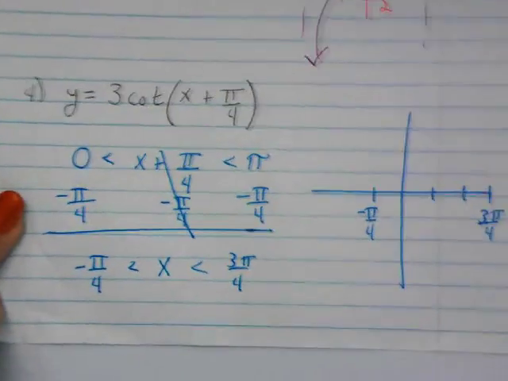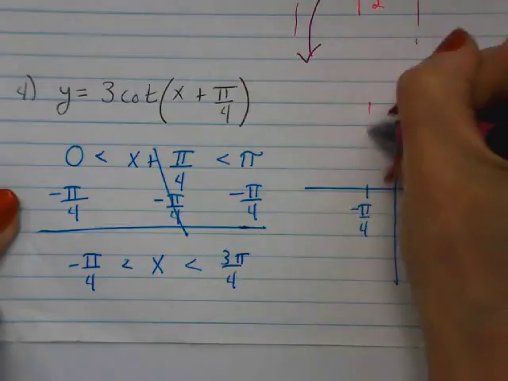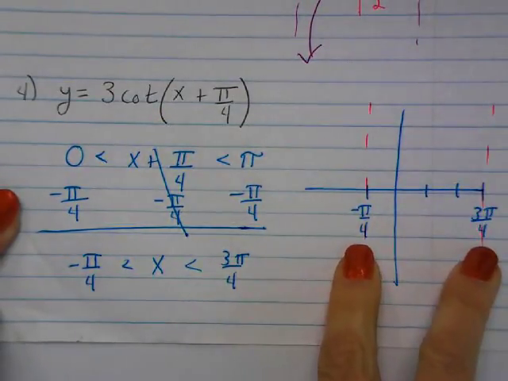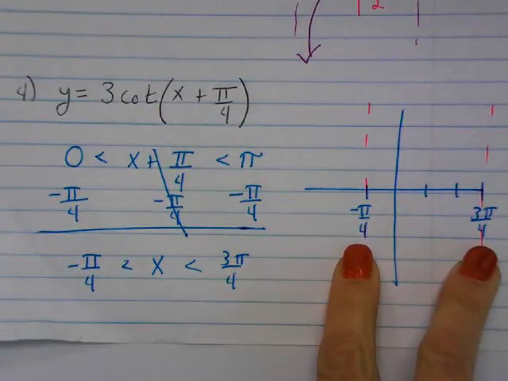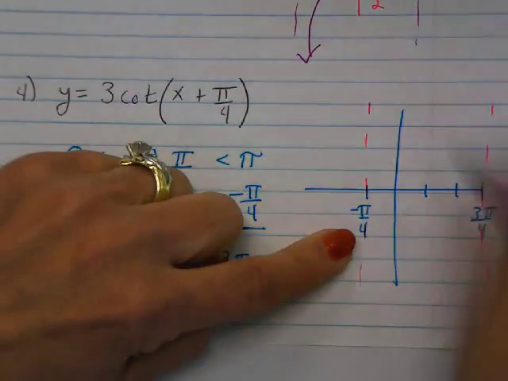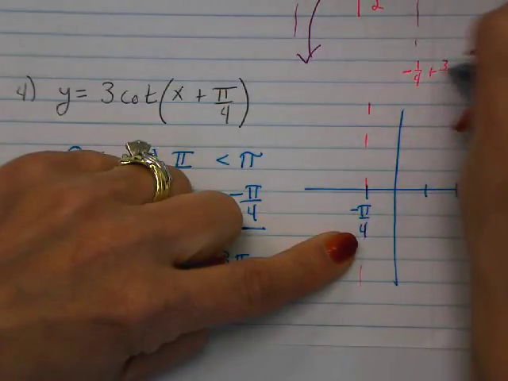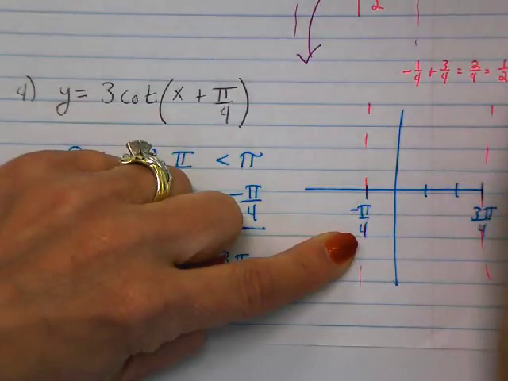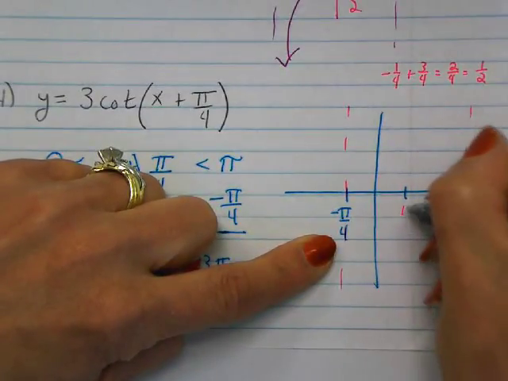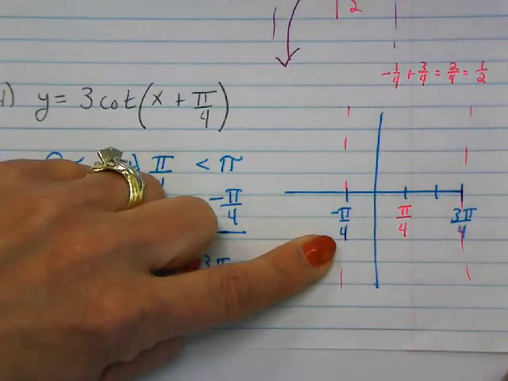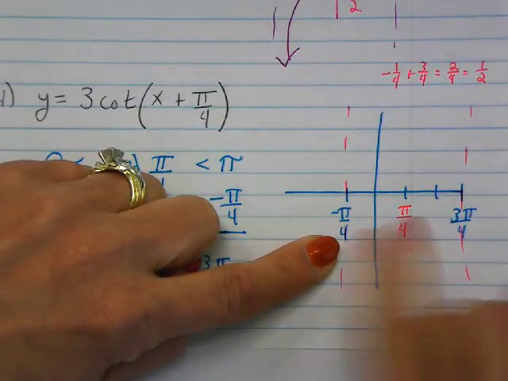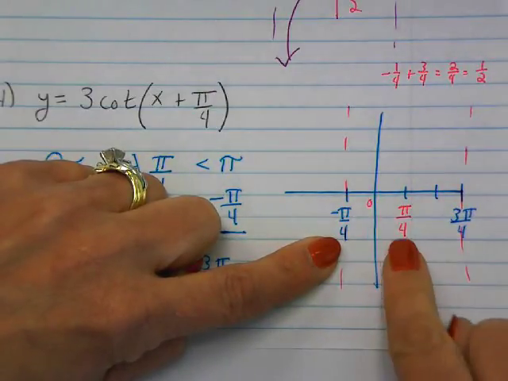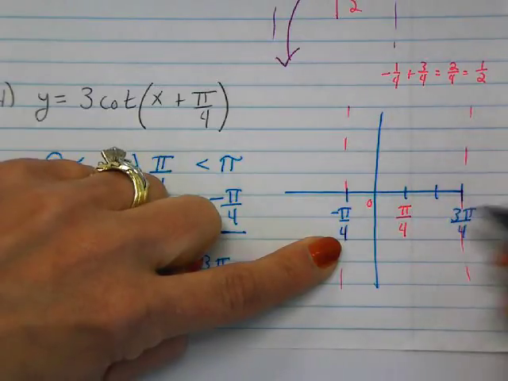Okay? Now what I want to do is figure out what is halfway between negative a fourth and 3/4. So I could take negative 1/4 plus 3/4, which is what? 2/4, really a half, and then cut that half in half, which would make it pi over 4. What's halfway between negative pi over 4 and pi over 4? 0. What's halfway in between pi over 4 and 3 pi over 4? 2 pi over 4, which is really pi over 2.